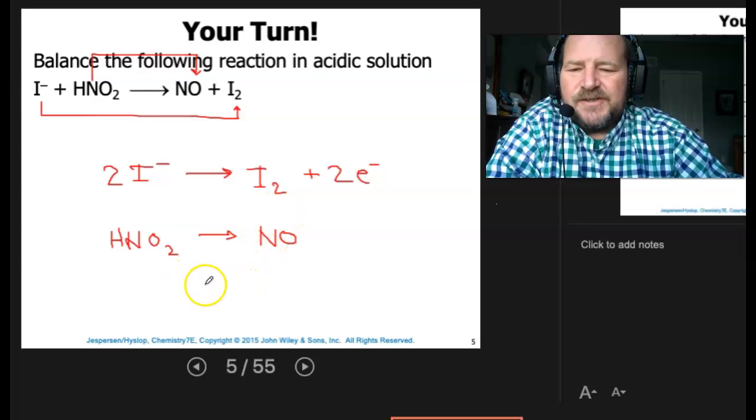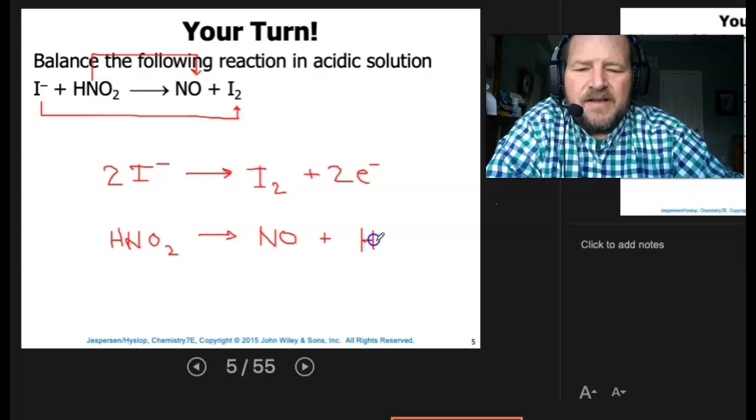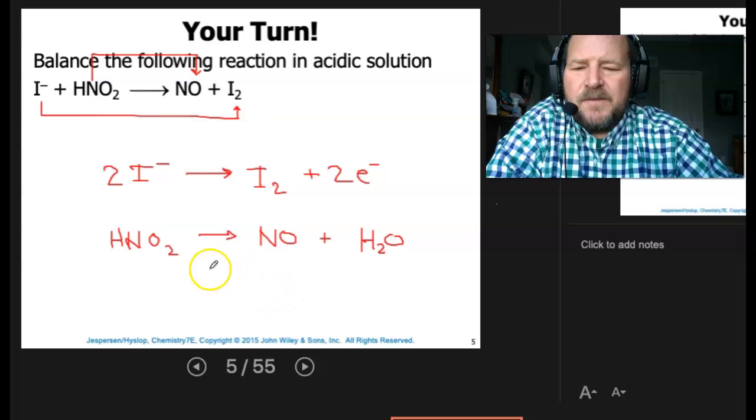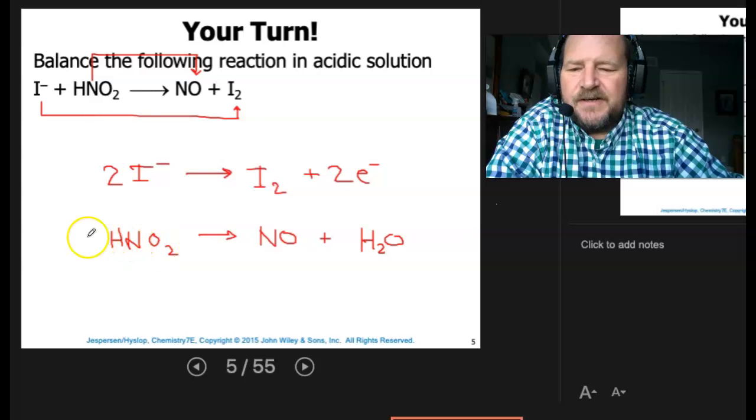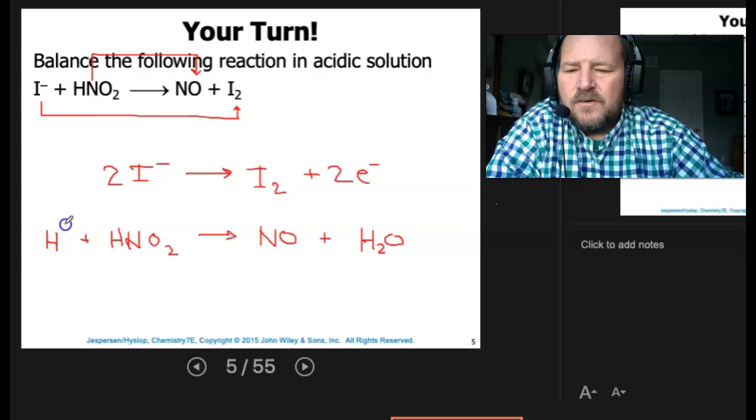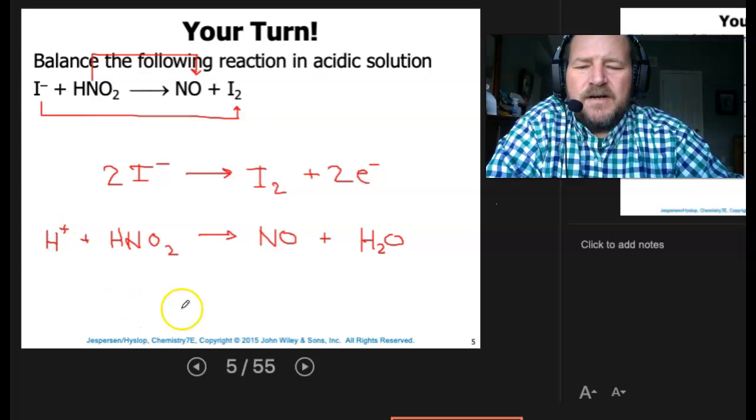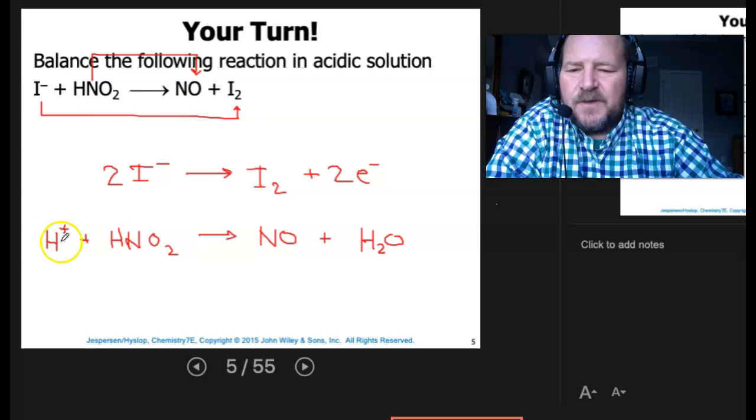Next we'll balance oxygens. We have 2 on the reactant side, but only 1 on the product side. So we're going to add 1 water to balance the oxygen. Oxygens are now balanced. Then we're going to balance our hydrogens. We have 1 hydrogen on this side and 2 hydrogens over here. So we're going to add 1 H plus over here. All right, now we're going to do our charge balance. We have +1, neutral, neutral, neutral. So we're going to add 1 electron to this side.